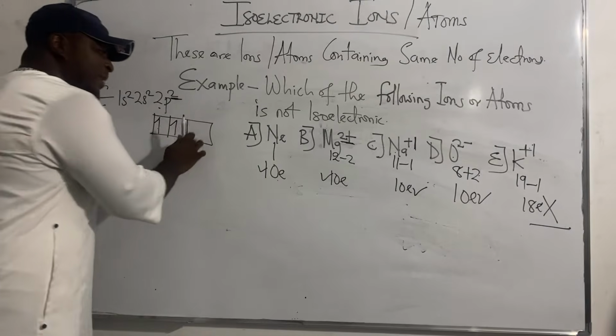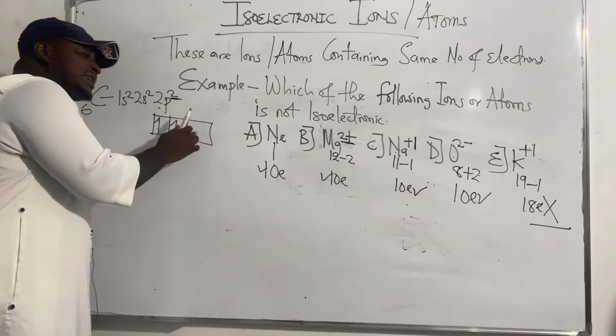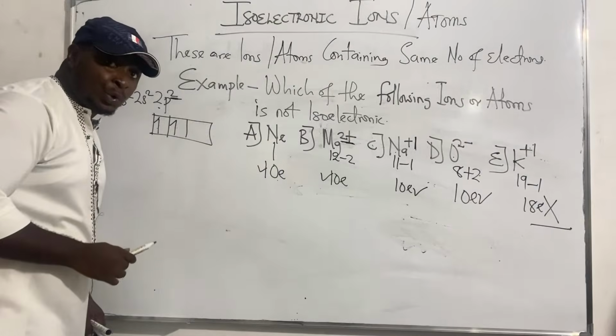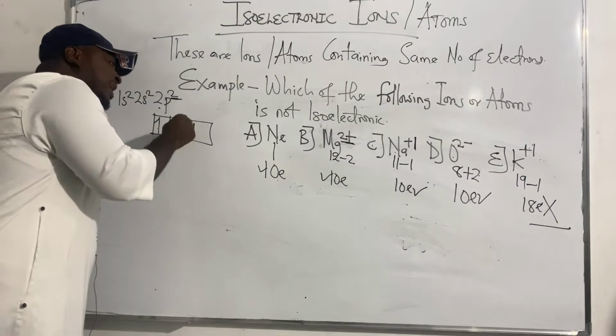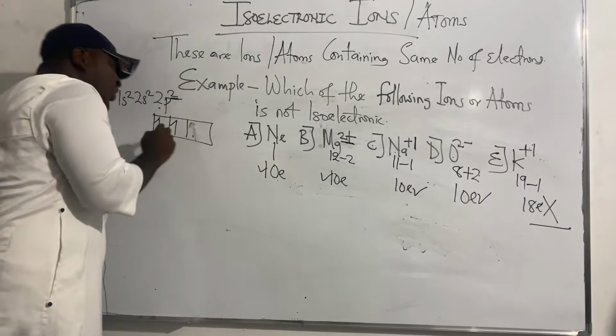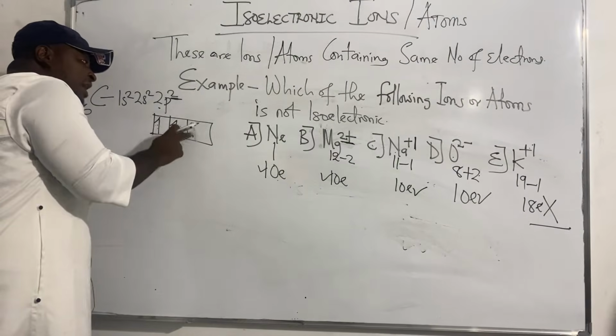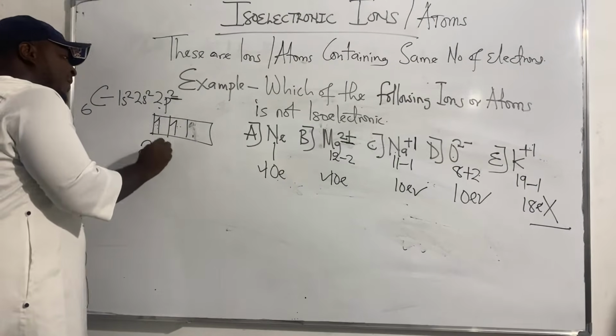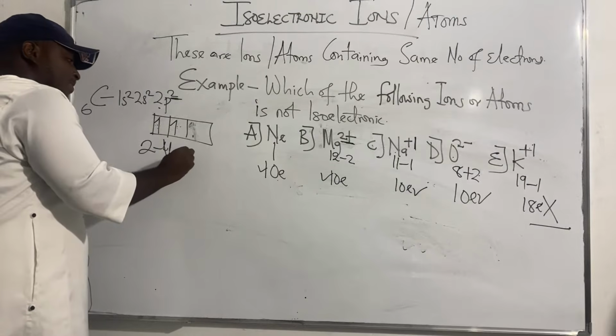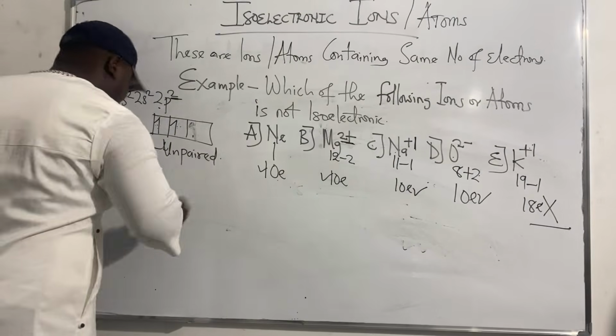There's nothing here to say is unpaired. Class, if there's no electron in the block, it is not unpaired. There must first be an electron before you say it's unpaired. There's not even an electron here at all. So it's only these 2 that are unpaired. So 2 unpaired. Please take note. 2 unpaired.